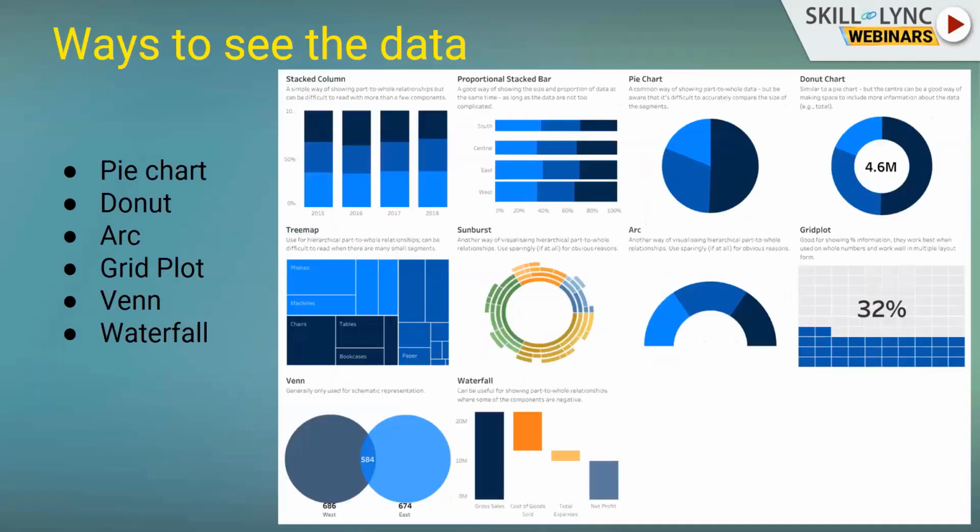And the next one is the stacked column. Even in the stacked column you have proportional stacked, and the pie chart, which is basic, but you don't have a donut chart over there. Okay, and the tree map. From the tree map you can create sunburst, arc chart, and grid plot. These all can be created using the tree map. And the Venn chart. A Venn chart is nothing but the Venn diagram, where you have the union, intersection, all those things which you can see.